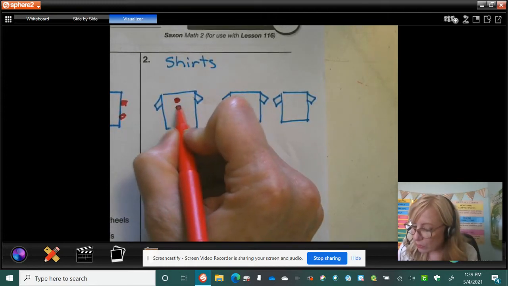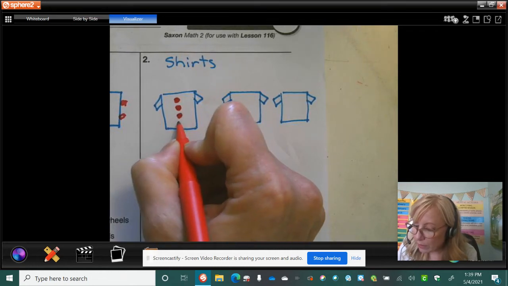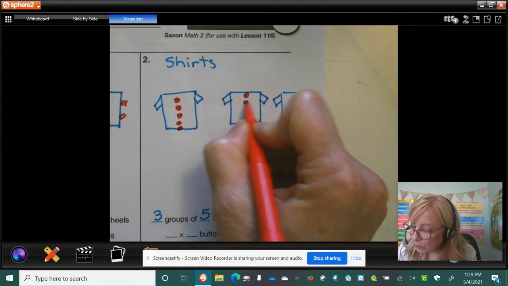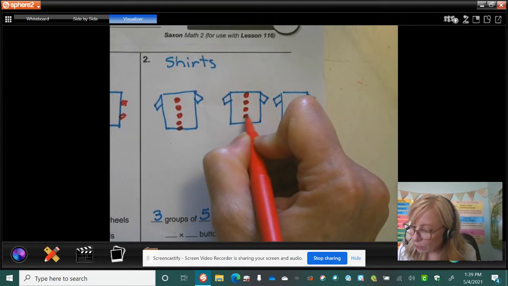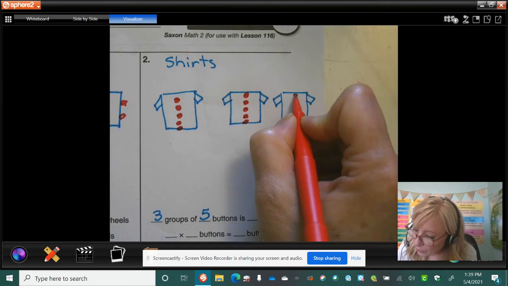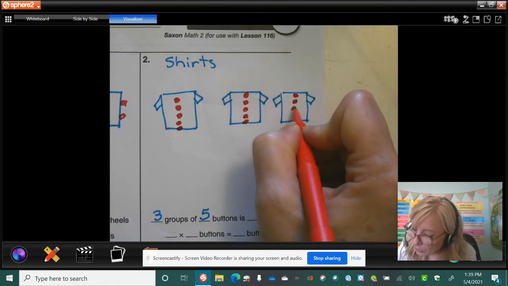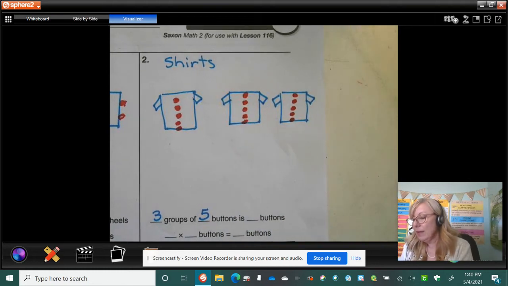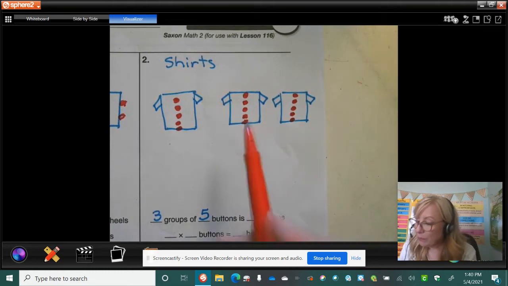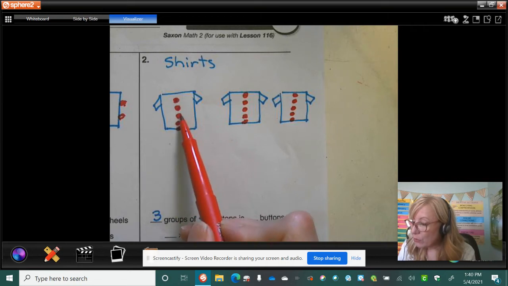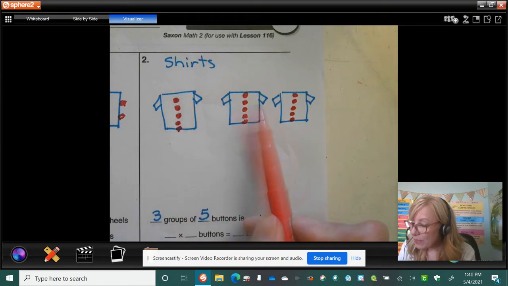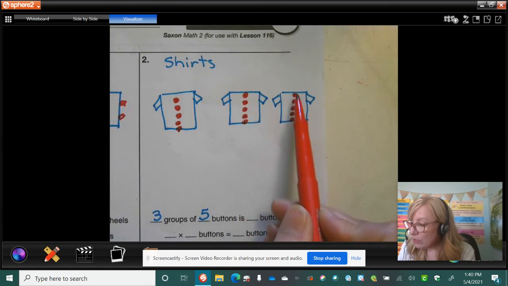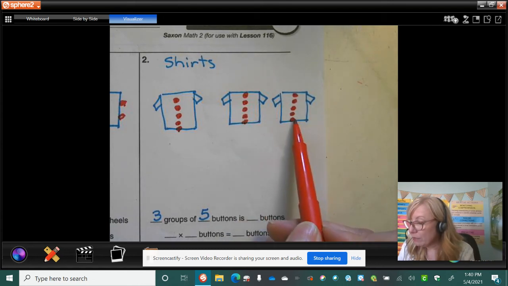1, 2, 3, 4, 5. 1, 2, 3, 4, 5. 1, 2, 3, 4, 5. Now let's count our buttons. 1, 2, 3, 4, 5, 6, 7, 8, 9, 10, 11, 12, 13, 14, 15.